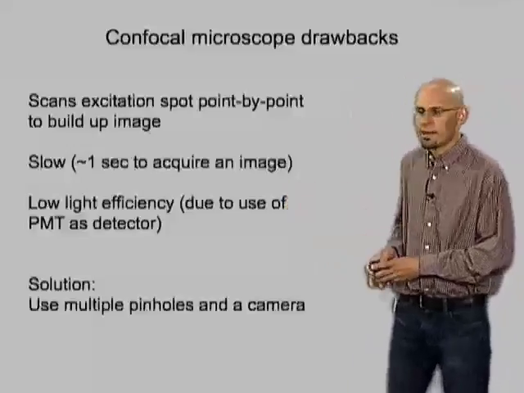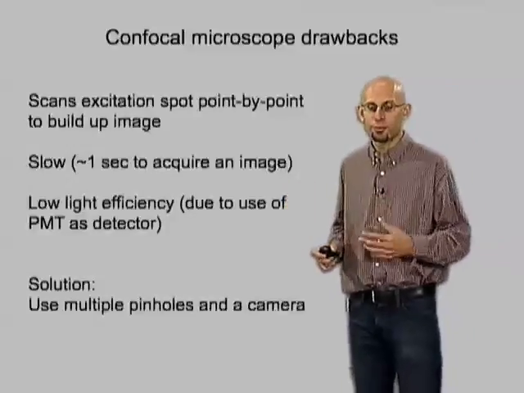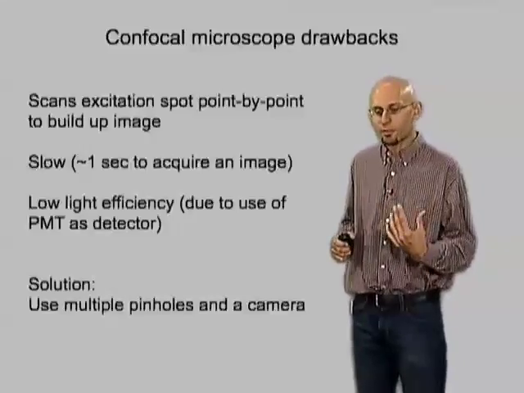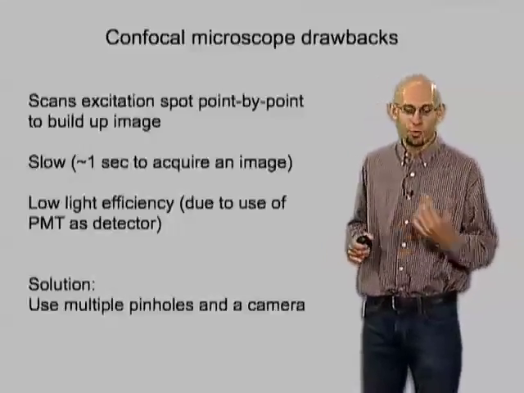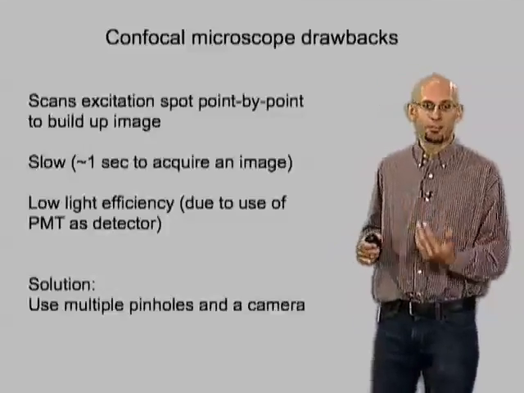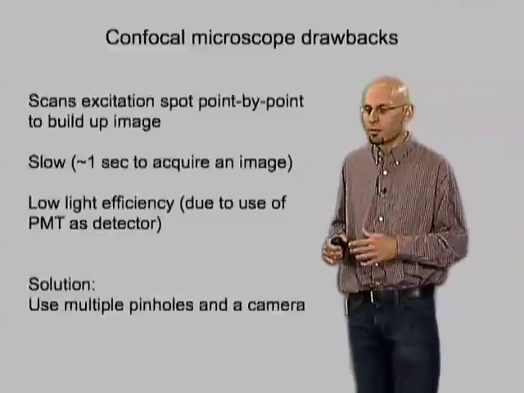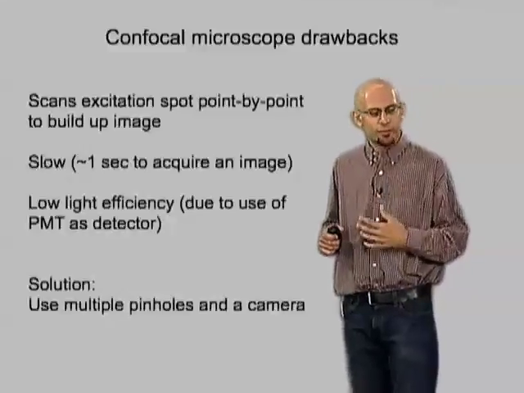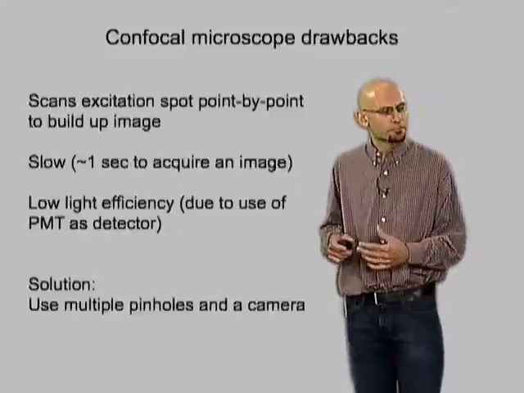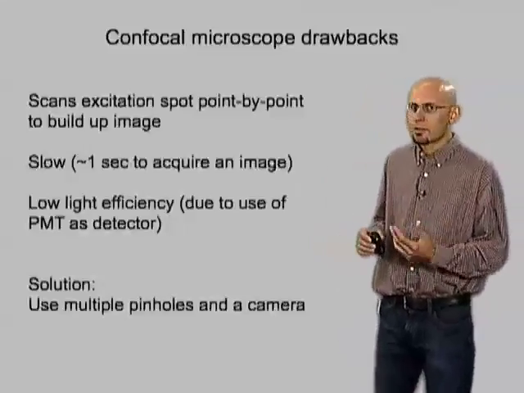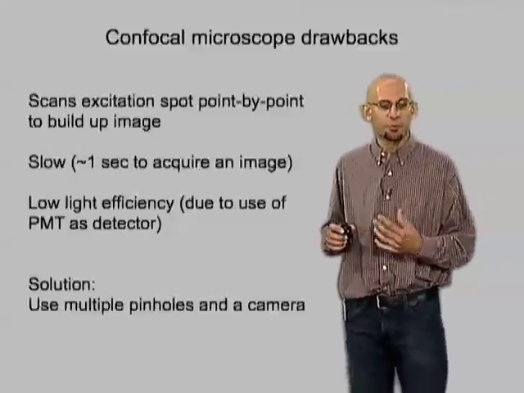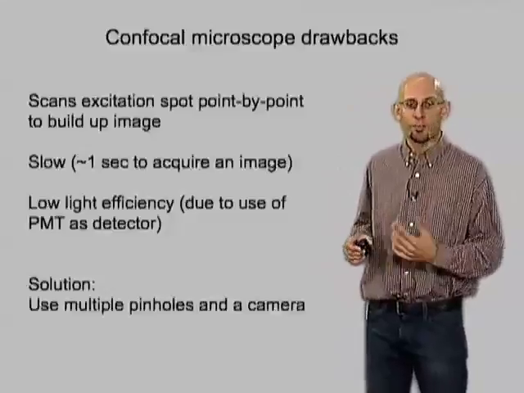Another drawback, which I haven't gone into, is that these photomultiplier tubes that we use as detectors, because they're fast, are not all that efficient. They only record about a quarter of the light that hits them, as compared to maybe 90% of the light for a camera. And so confocal microscopes are not that sensitive, and they're not the best choice for dim samples. These two drawbacks together mean that laser scanning confocal microscopes of the kind you've just seen are not really optimal for imaging live cells or fast processes.